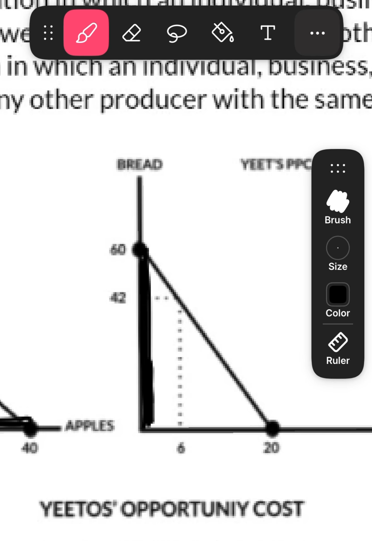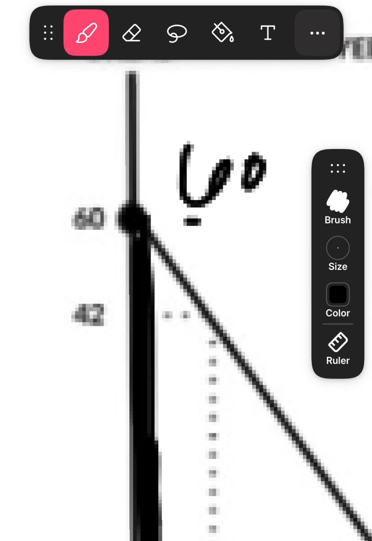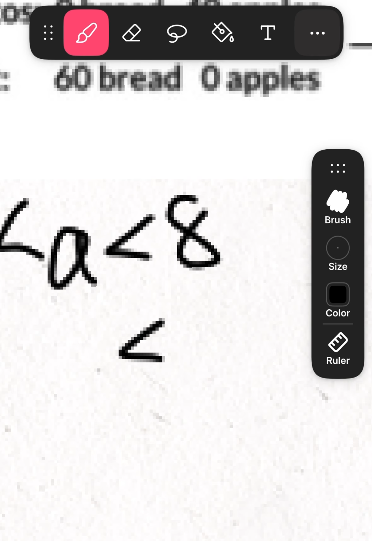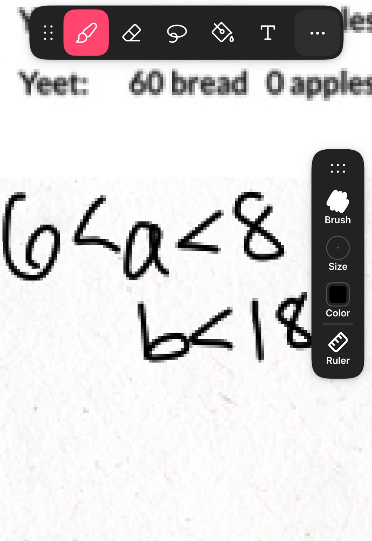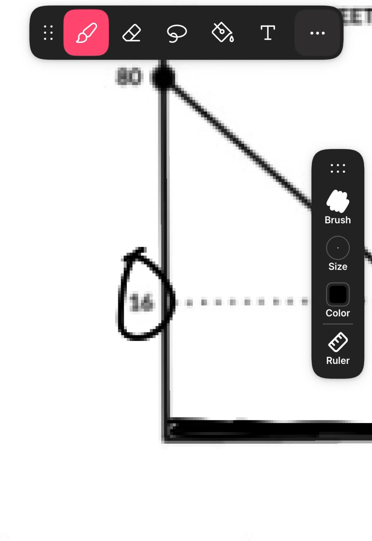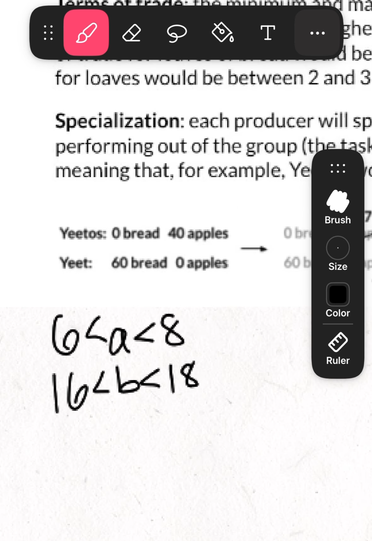So Yeet is producing bread, and he's going to do the same thing that Yitos did. He's not going to give away more bread than he has. If you do 60 minus 42, that's 18 pieces of bread. He's going to trade away up to, but not including, 18 pieces of bread, whereas Yitos will be happy as long as he gets more than 16, non-inclusive. So we can put 16 here, and those are our domains.